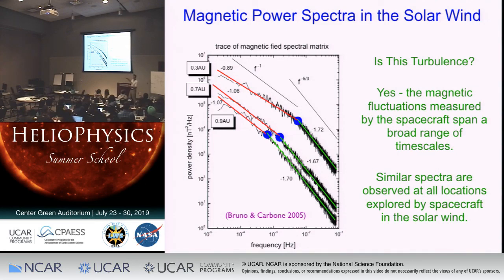At smaller scales, once you hit the dissipation scale, there's yet another break. It becomes even steeper. And there are other models for that which appeal to the change in the character of the fluctuation. Instead of Alfvén waves, you have kinetic Alfvén waves, for example, dispersive fluctuations where you get a different phenomenology.